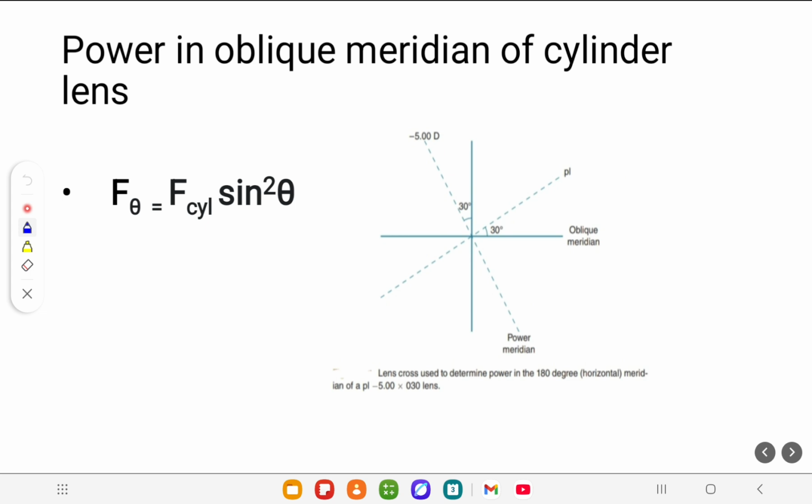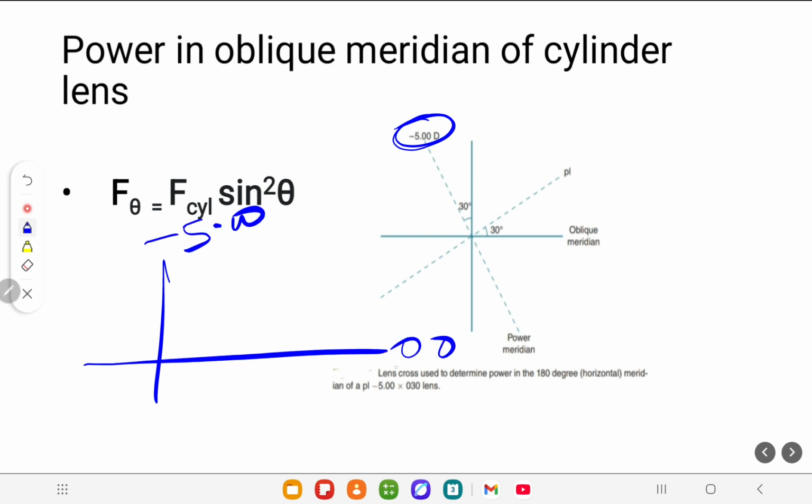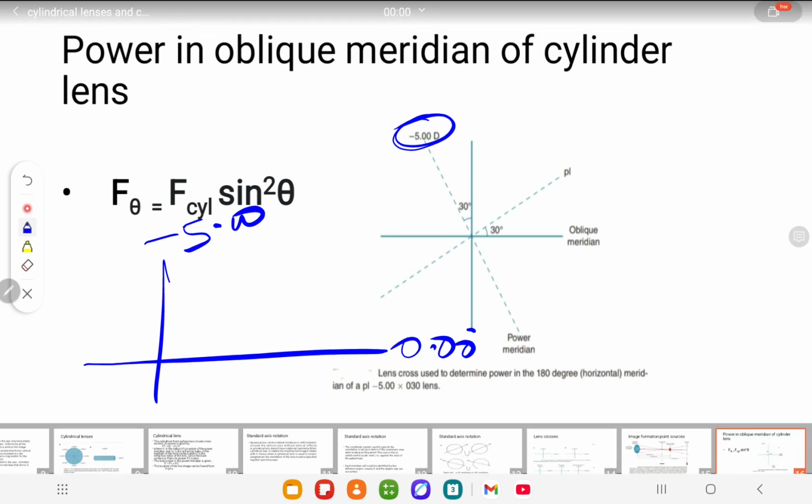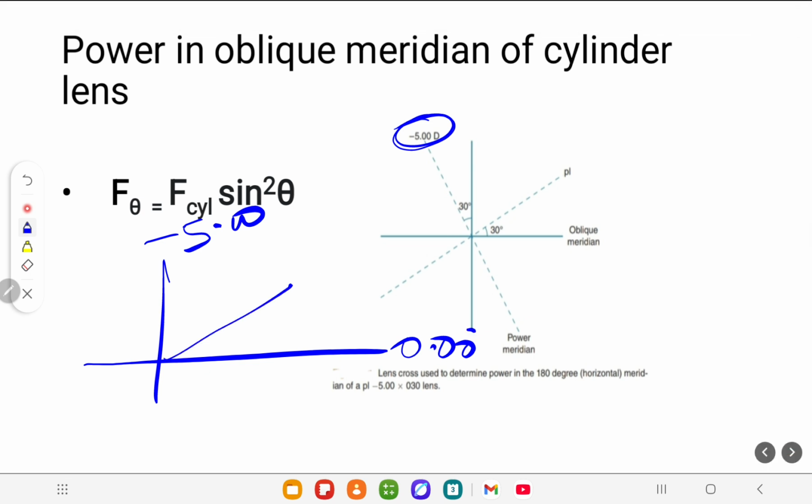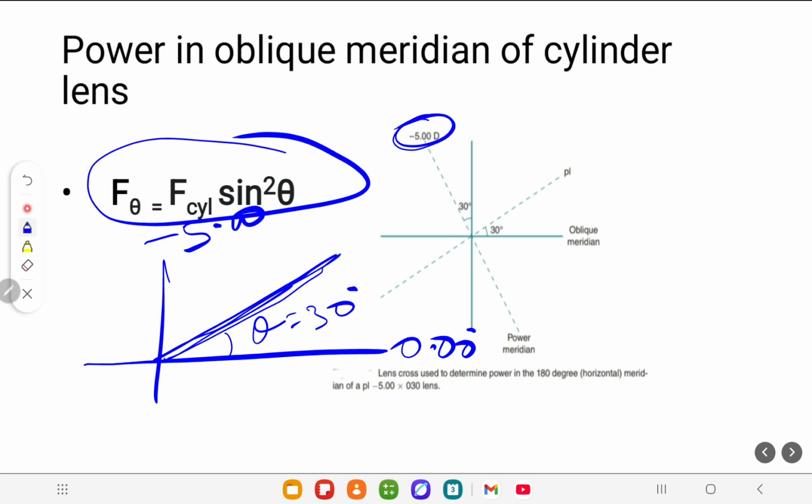Let's take an example. Here is the axis, and here is 5 diopter. Obviously this is 0 diopter. So what happens if it comes here, at 30 degrees? What is the power here? For this we have to use this formula.